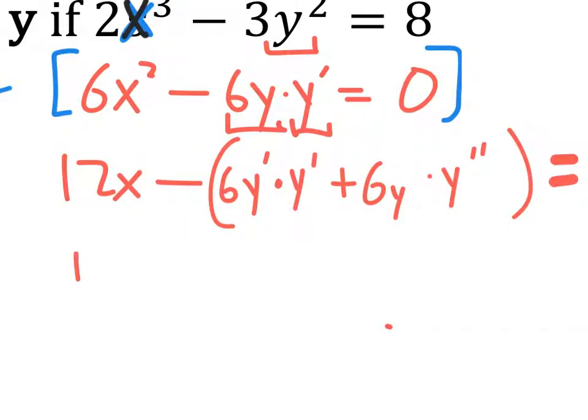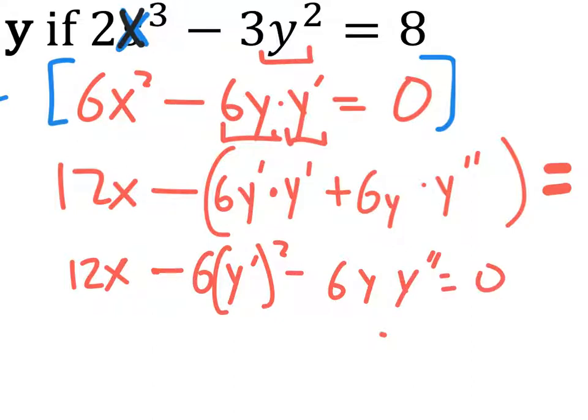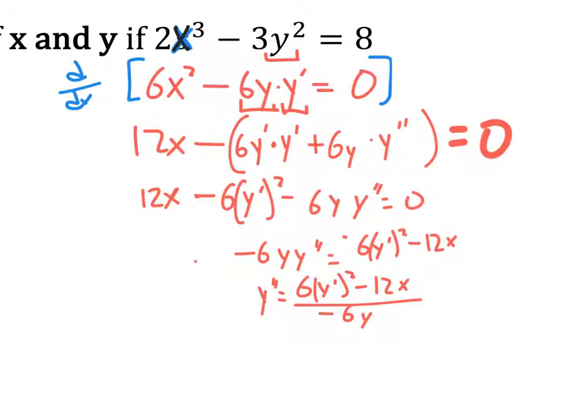Actually, we'll make that the y double prime by itself. So let's distribute. Maybe we'll call this y prime squared. Oh, that's going to be a minus. And now let's get the y double prime all by itself. So we get all that stuff over there. Let's divide by negative 6y. And we can finish it off with a little bit of cleanup. And there we have it.